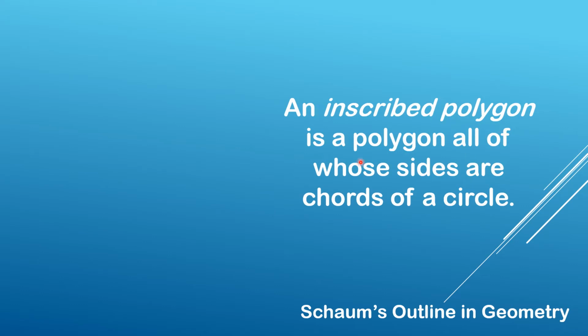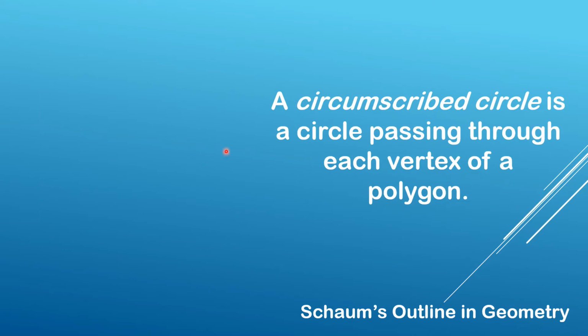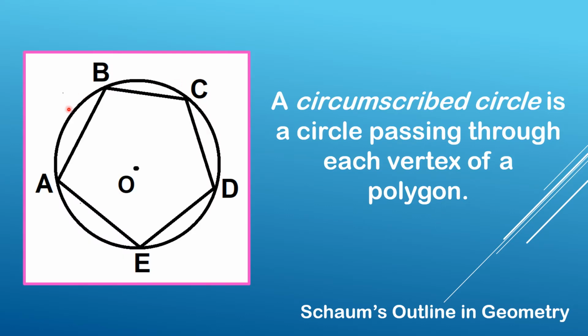An inscribed polygon is a polygon all of whose sides are chords of a circle. So this is a polygon, particularly a pentagon, and notice that the sides are all chords of circle O, and it's called an inscribed polygon. A circumscribed circle is a circle passing through each vertex of a polygon. Notice that this circle passes through the vertices of pentagon ABCDE.